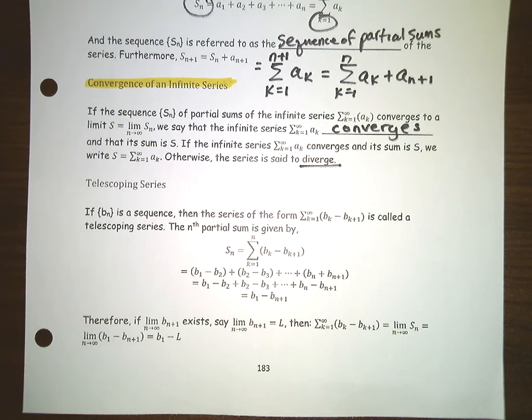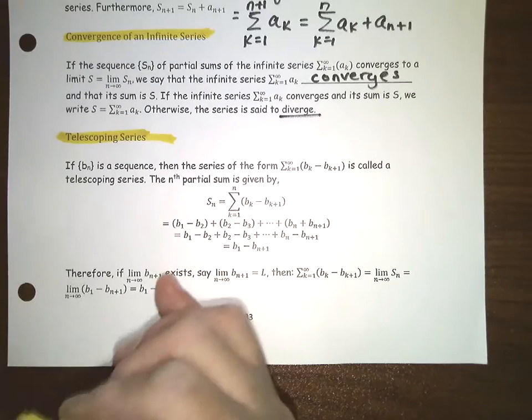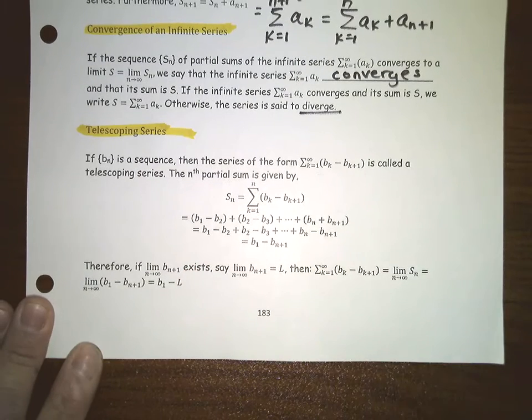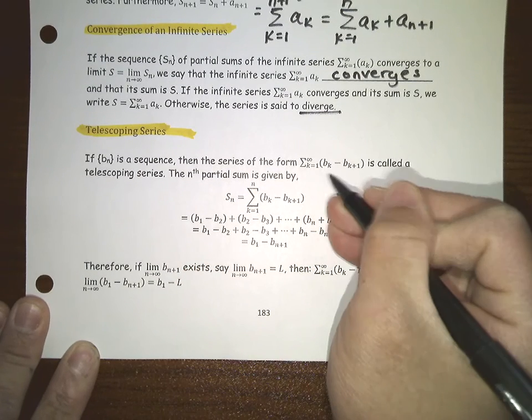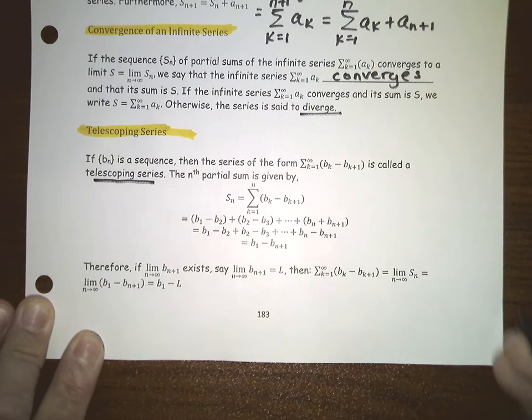So then we have the telescoping series, and then we'll have one more type of series, and then I'll just do some examples of these for the next few minutes here. So the telescoping series: if bn is a sequence, then the series of the form, the sum k equals 1 to infinity of bk minus bk plus 1 is called a telescoping series.